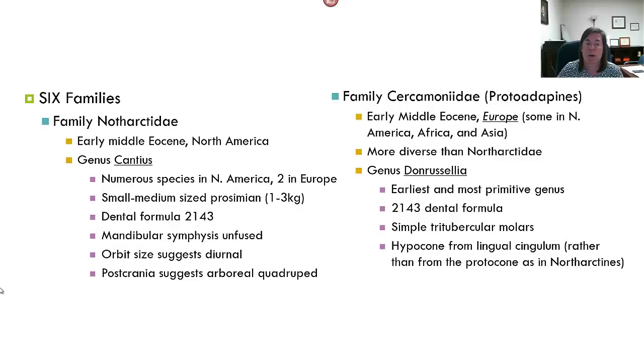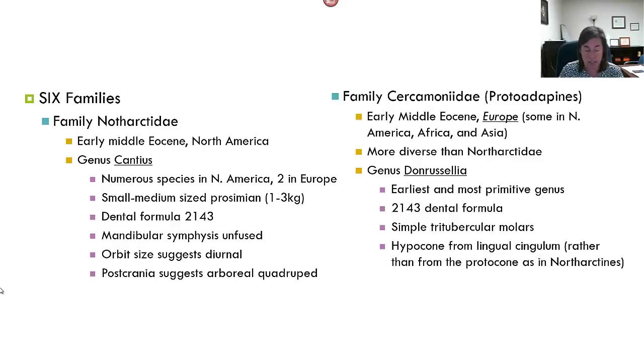They're all very small to medium-sized prosimians, 1 to 3 kilos. They have a very primitive dental formula of 2143, that 4th premolar again. Their mandibular symphysis is unfused. Their orbit sizes are relatively small, suggesting that they're diurnal. And their postcrania suggests that they are arboreal quadrupeds.